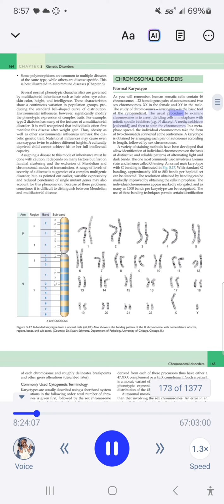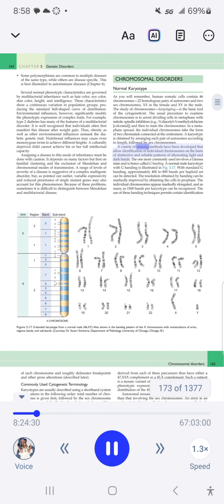The usual procedure to examine chromosomes is to arrest dividing cells in metaphase with mitotic spindle inhibitors, e.g., N-diacetyl N-methylcolchicine, colcemid, and then to stain the chromosomes. In a metaphase spread, the individual chromosomes take the form of 2 chromatids connected at the centromere. A karyotype is obtained by arranging each pair of autosomes according to length, followed by sex chromosomes.